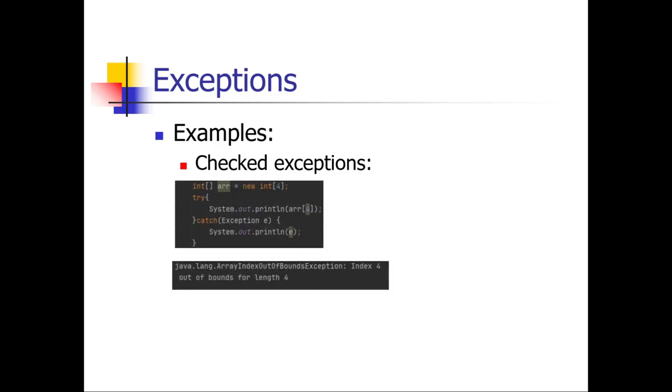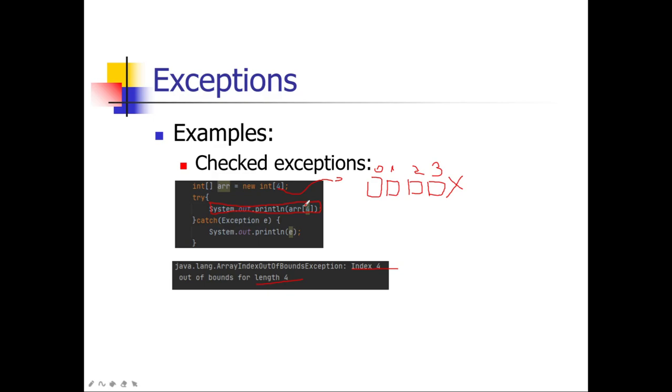And here we have an example of exceptions. We have an array that has 4 places in it, and we know that it starts from 0, 1, 2, 3, and so when we try to call place 4, we don't have place 4, and this is going to raise an error: array index out of bounds, and it says that index 4 is out of bounds for length 4.